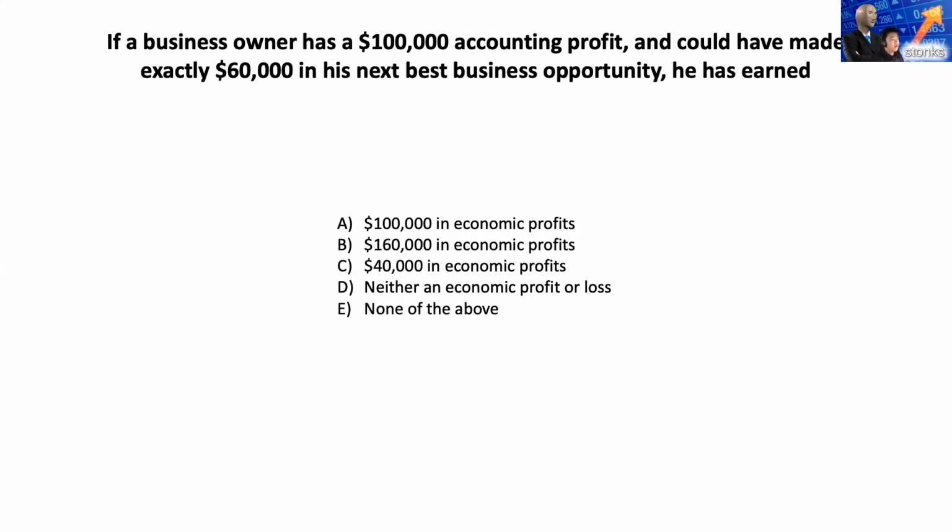Okay, this is a bit harder. So accounting profit. Do you all remember accounting profit? If you do, this might be much easier for you. Okay, now it's asking about economic profits. So economic profit is accounting profit minus opportunity cost. And accounting profit is economic profit plus opportunity cost, if that helps.